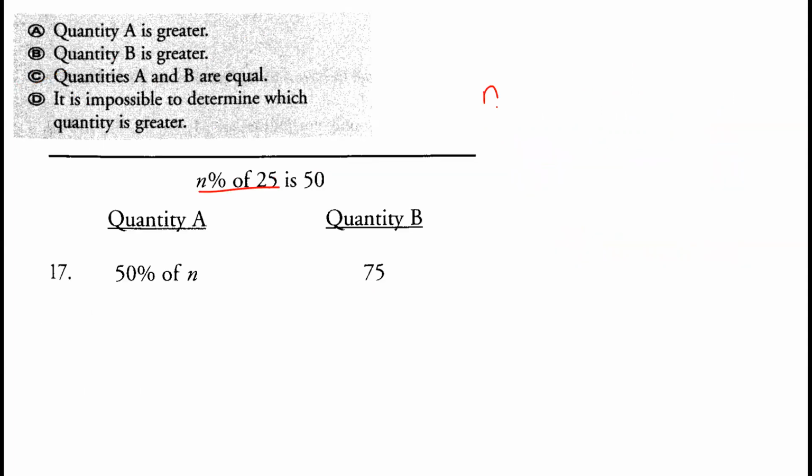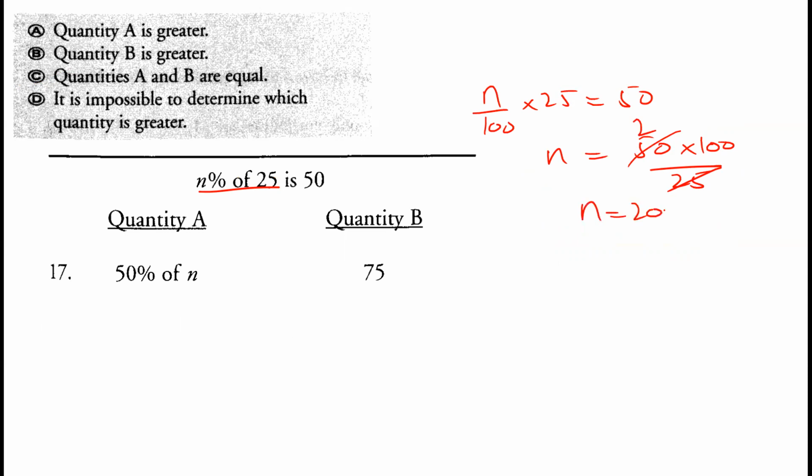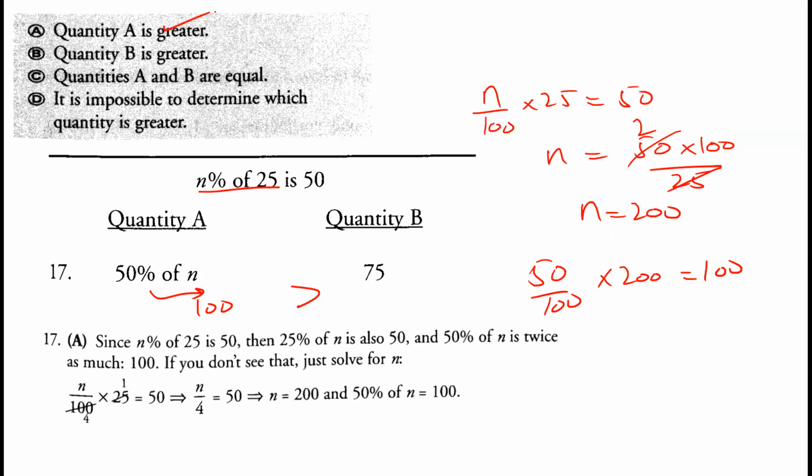N% of 25. So N divided by 100 multiplied by 25 equals 50. So N would be equal to 50 times 100 divided by 25. So 25 2s are 50, and this N equals 200. Now 50% of N. So what's 50% of N? 50 divided by 100 times 200 is 100. So this number is 100, and obviously 100 is more than 75. So option A would be correct, that quantity A is greater than quantity B.